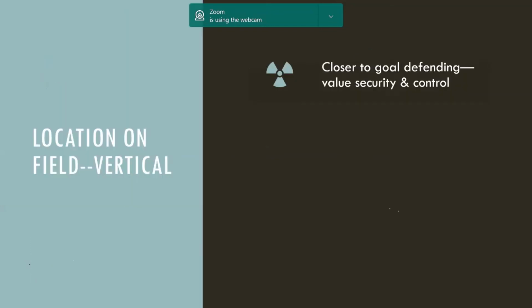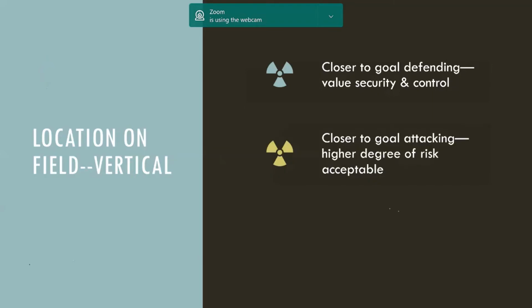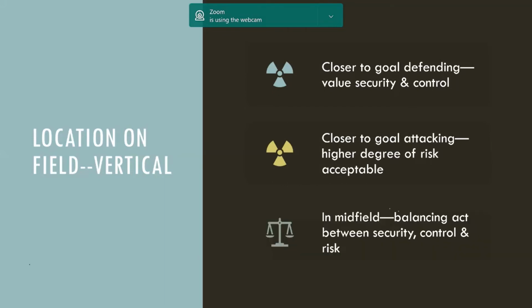So location on the field, again, the closer to our goal, the more security and control we value. The closer to goal we're attacking, the higher degree of risk we can accept. If we want to take players on and we lose the ball, they still have 100, 110, 90 yards, whatever, a lot of yards to go before they get there. And then in midfield, we've got to have a balancing act. We can't be super safe all the time, but if we're always risky, then we're going to open ourselves up to counterattack. So we've got to find that balance between managing security, control, and risk.